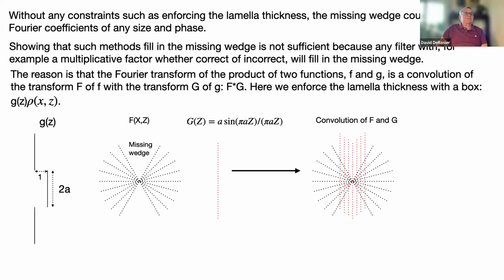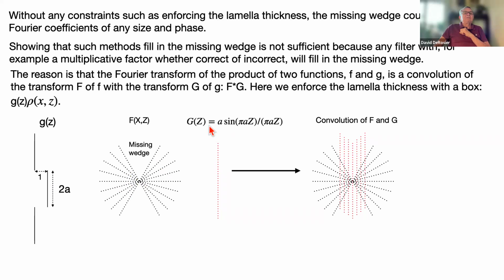And to show you why that's true, consider enforcing the lamella thickness. So here we're going to enforce lamella thickness with this operator that is 0 here and 1 here. And this is the dimension of the missing wedge. And here is the Fourier data from the tilt series as the series of fans. So this is the Fourier transform of the 0-degree tilt, the 15-degree tilt, and so on. This is the Fourier transform of this, which is a sinc function.